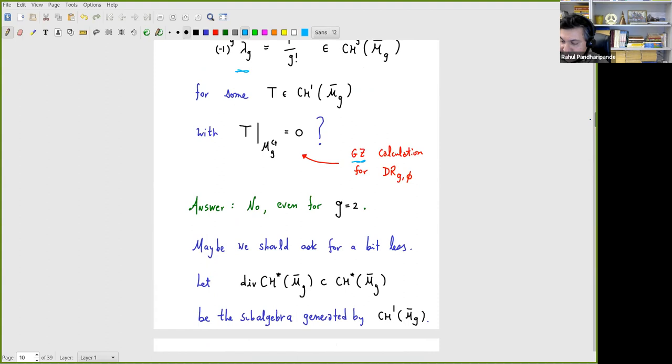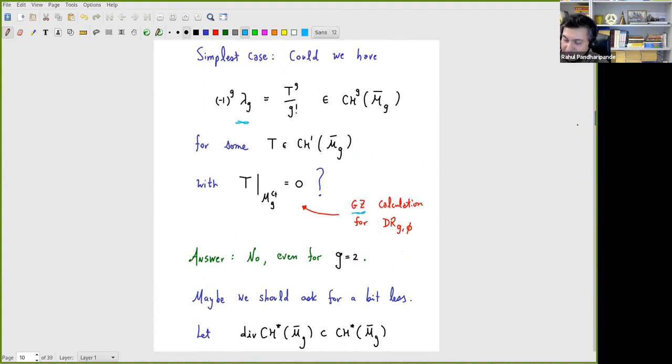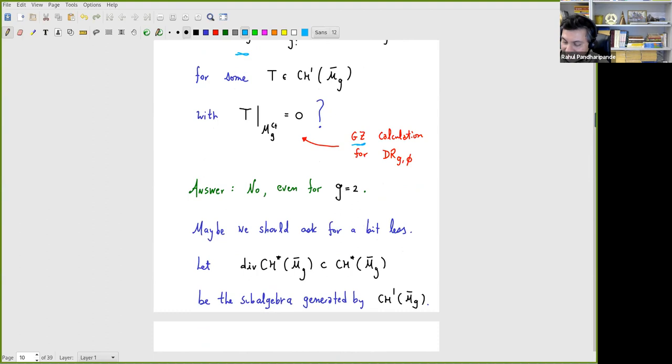The first thing that would be slightly less is, maybe you don't want to put all these restrictions on T, and maybe T to the G is a little bit restricted. Can we write lambda G in the subalgebra of divisors? So we define a subalgebra of divisors. Inside the Chow ring, we can look at all the classes that are generated by divisors. That's a subring, the div CH star, I mean the subalgebra generated by CH1.